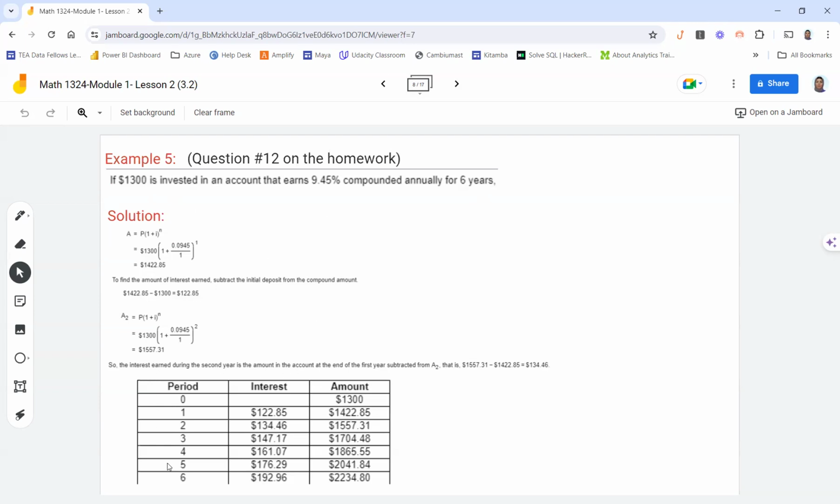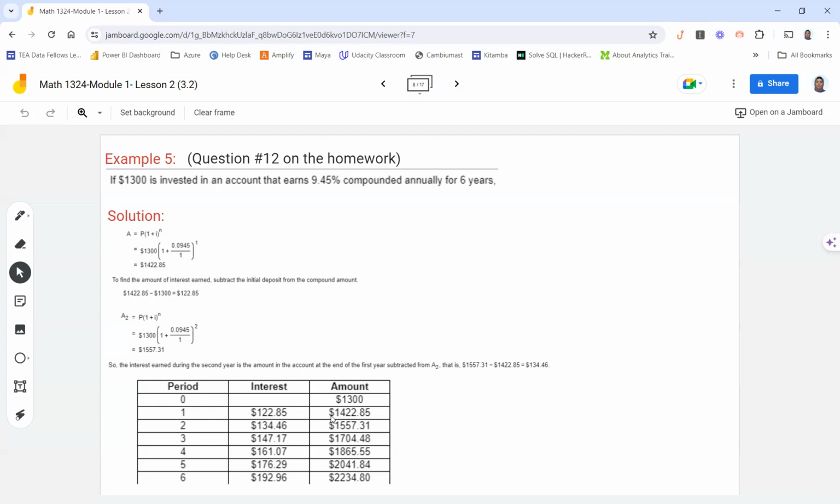Now, this question asks you to create a chart, and the chart is going from period 0 to period 6. So for period 0, you just put your original amount. For period 1, this is what period 1 stands for. So when n is 1, you just find this interest rate and then this amount.